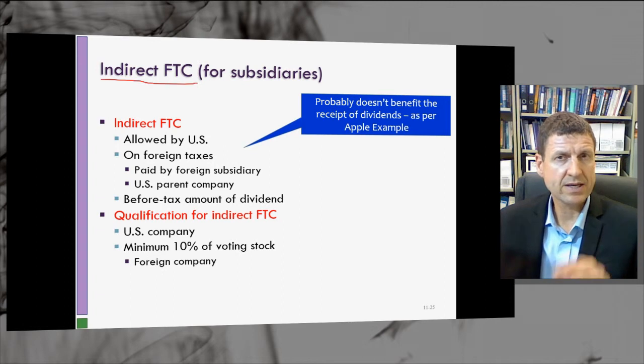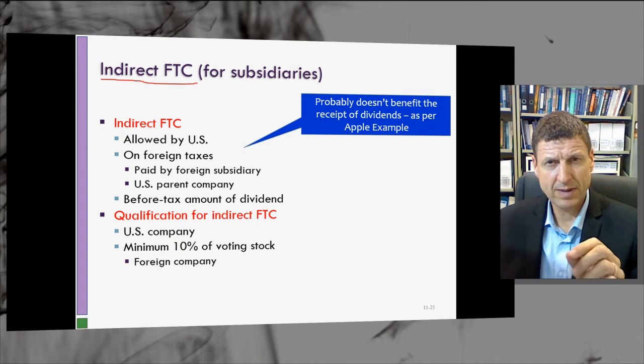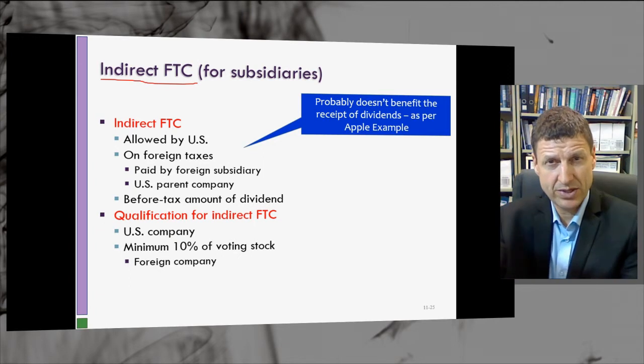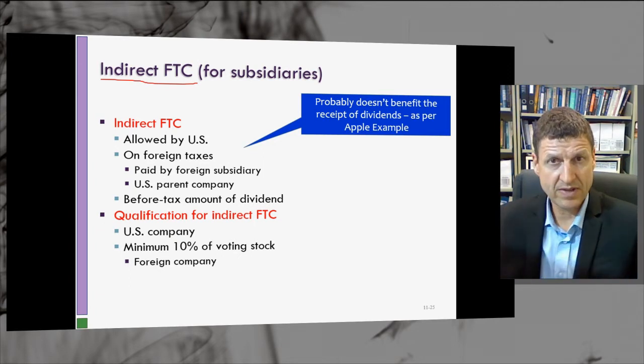What about indirect foreign tax credits? This is for subsidiaries overseas. Now remember, what is the definition of a subsidiary under tax law? It's basically a separate entity. So therefore, whatever the subsidiary earns is not the earning of the domestic company in the USA. And this is very important to consider here.